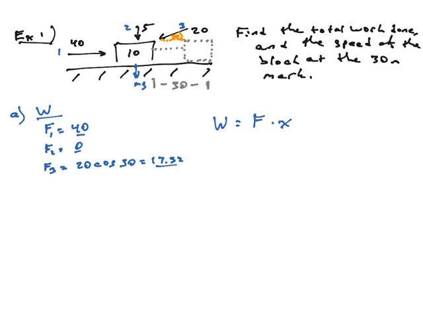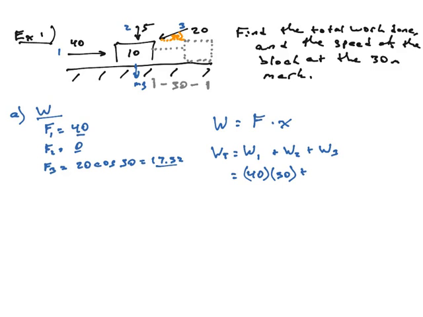Well, let's see. I could do it like that, or I could say the total work is going to be the work due to force 1 plus the work due to force 2 plus the work due to force 3. Let's try it like that. The work due to force 1. All right, so it's F times X. F1, that's 40 to the right. X goes 30 to the right, so he's positive, so I leave him positive.